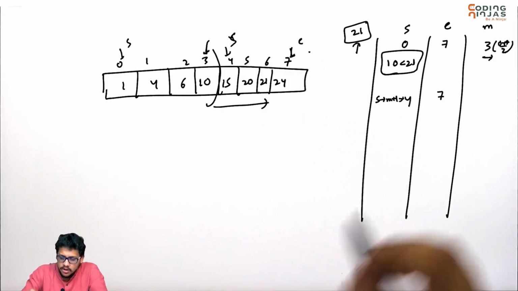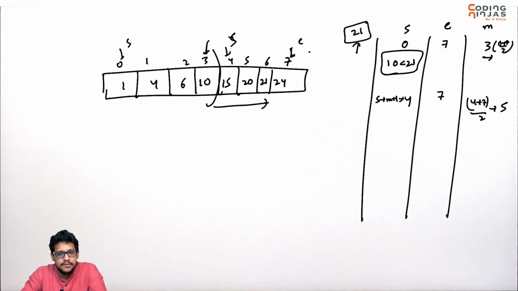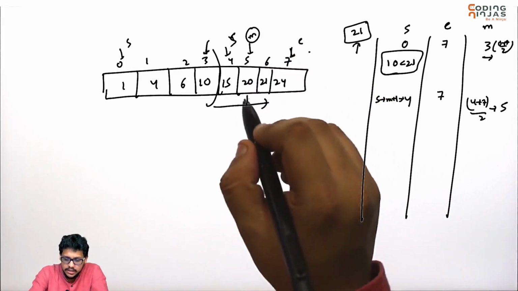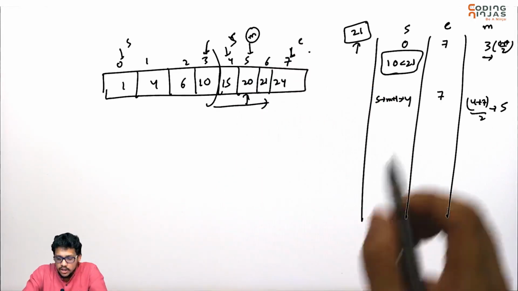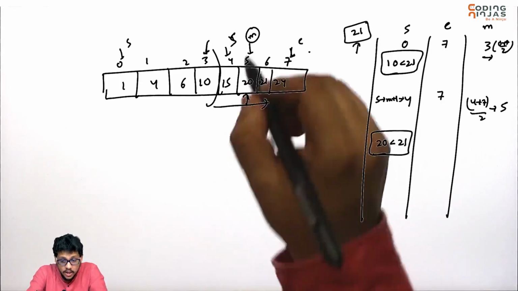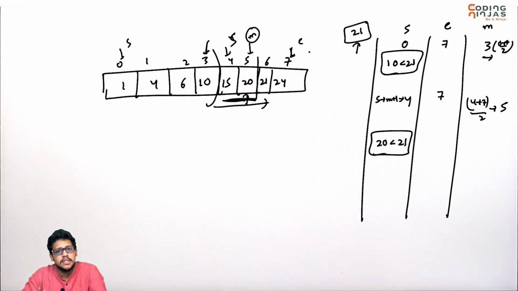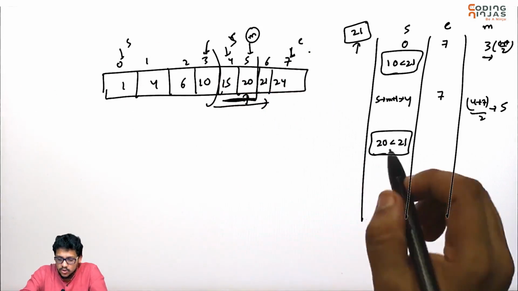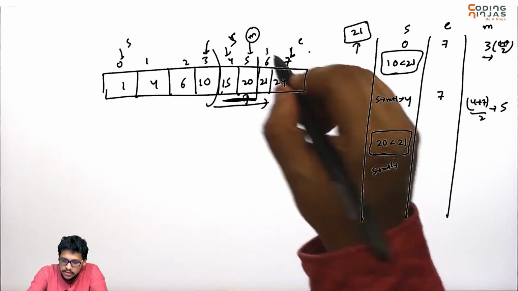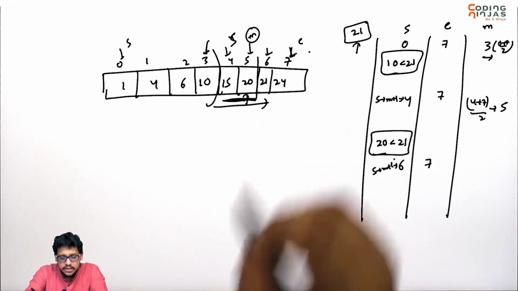Now you will calculate the mid again. It will be 4 plus 7 divided by 2, that is equal to 5. This is your mid. At this it is 20, right? 20 is lesser than 21 again. Again you have to move in the right part of the array only, because in the left part all the elements will be lesser than 20. So your start will become mid plus 1 again, that will be equal to 6. Your end will be 7 only, it will remain the same.